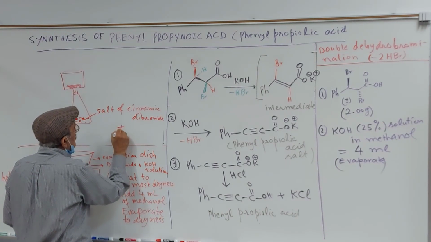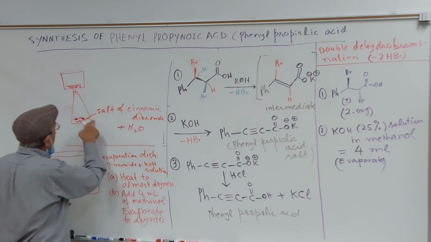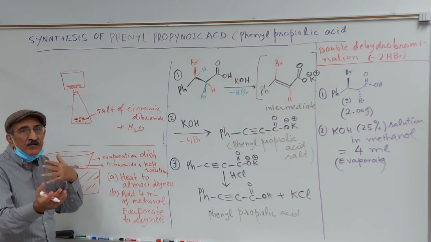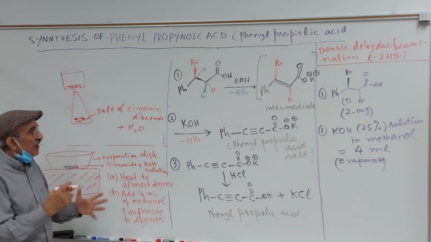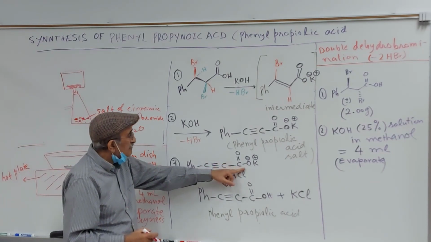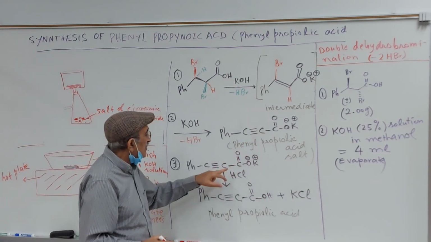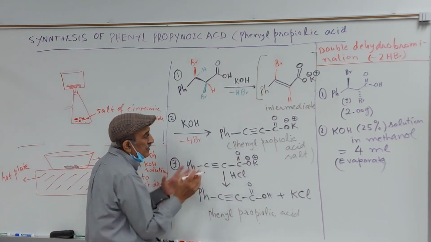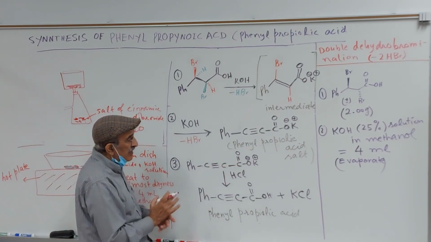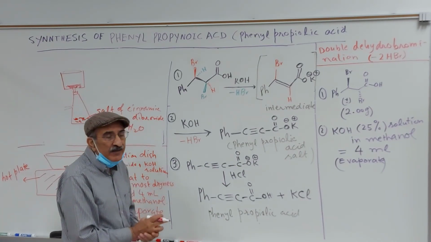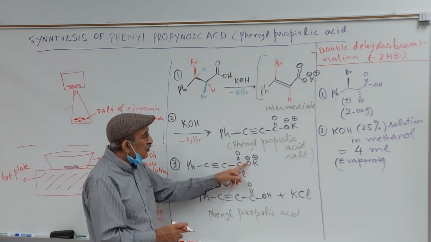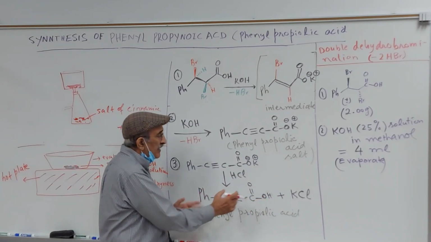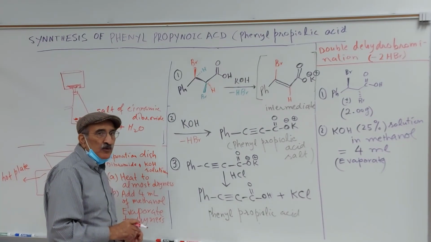Plus just water, right? So you have a solution of cinnamic acid dibromide salt in water, and all you have to do is add hydrochloric acid. So what you do is you protonate the negative oxygen. It's called acidification. When you acidify it, the oxygen gets protonated, so it becomes OH.